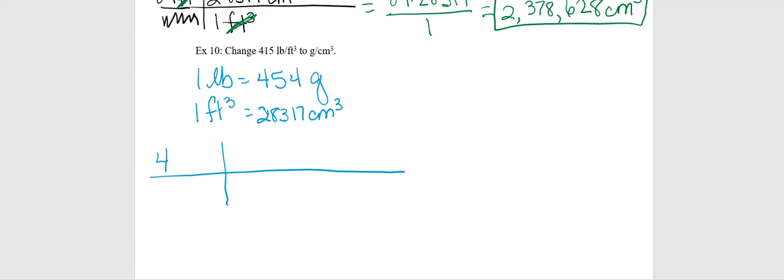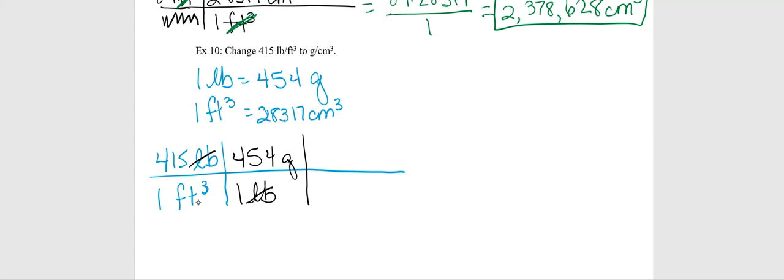So I have 415 pounds, but I do have a second unit, so down here on the bottom, it's 1 cubic foot. Whenever there's not a number, it's understood to be a 1. I'll just start with my pounds. Since I have a pound on the top, I have to put the 1 pound in the bottom, which puts the 454 grams on top. So my pounds cancel.